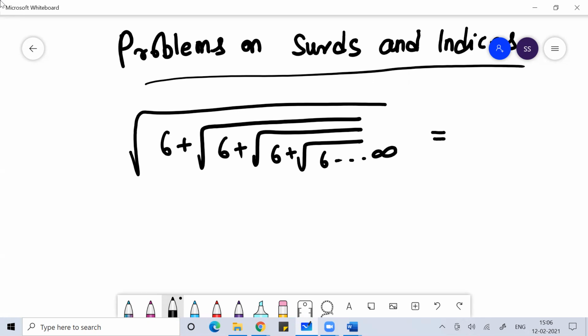So what we learned is that you can make this equal to x. Then root 6 plus root 6 plus root 6 till infinity is x. If I'm asking you what is the value of x, now you can write the same equation as root of 6 plus x equal to x. Is this clear, everyone?